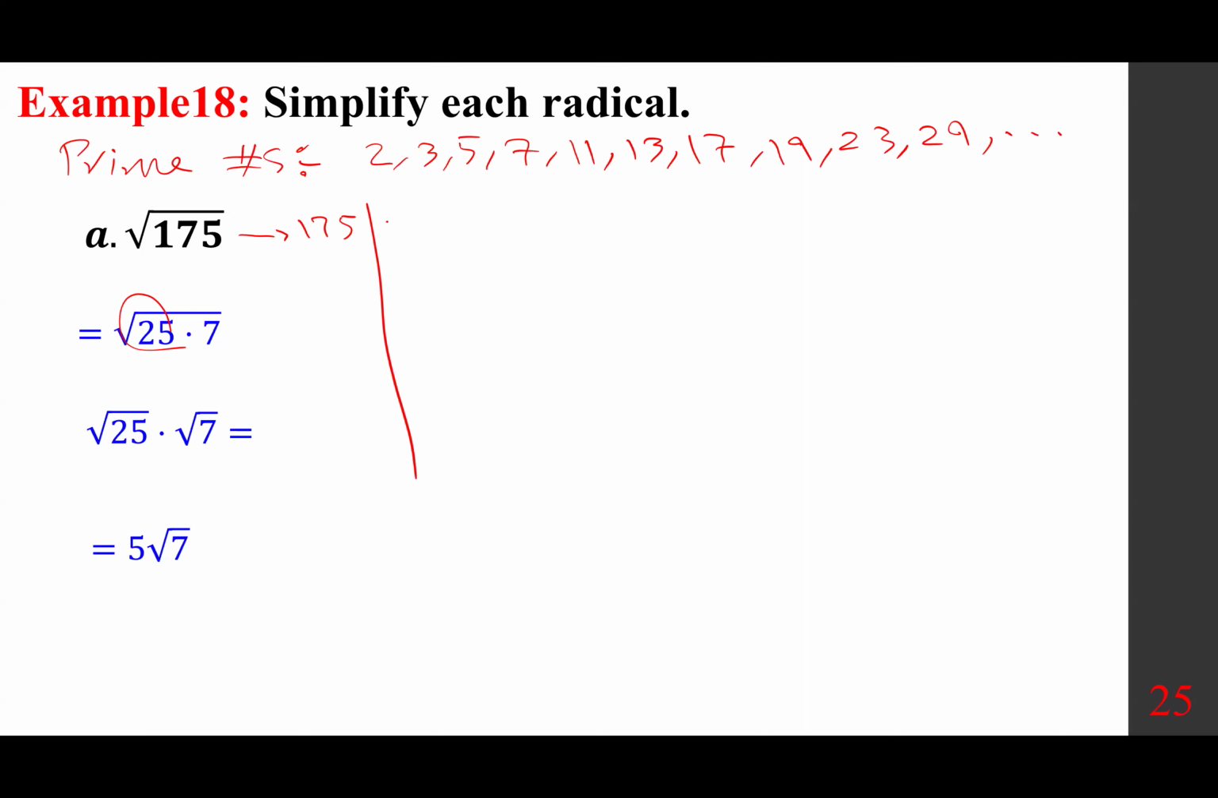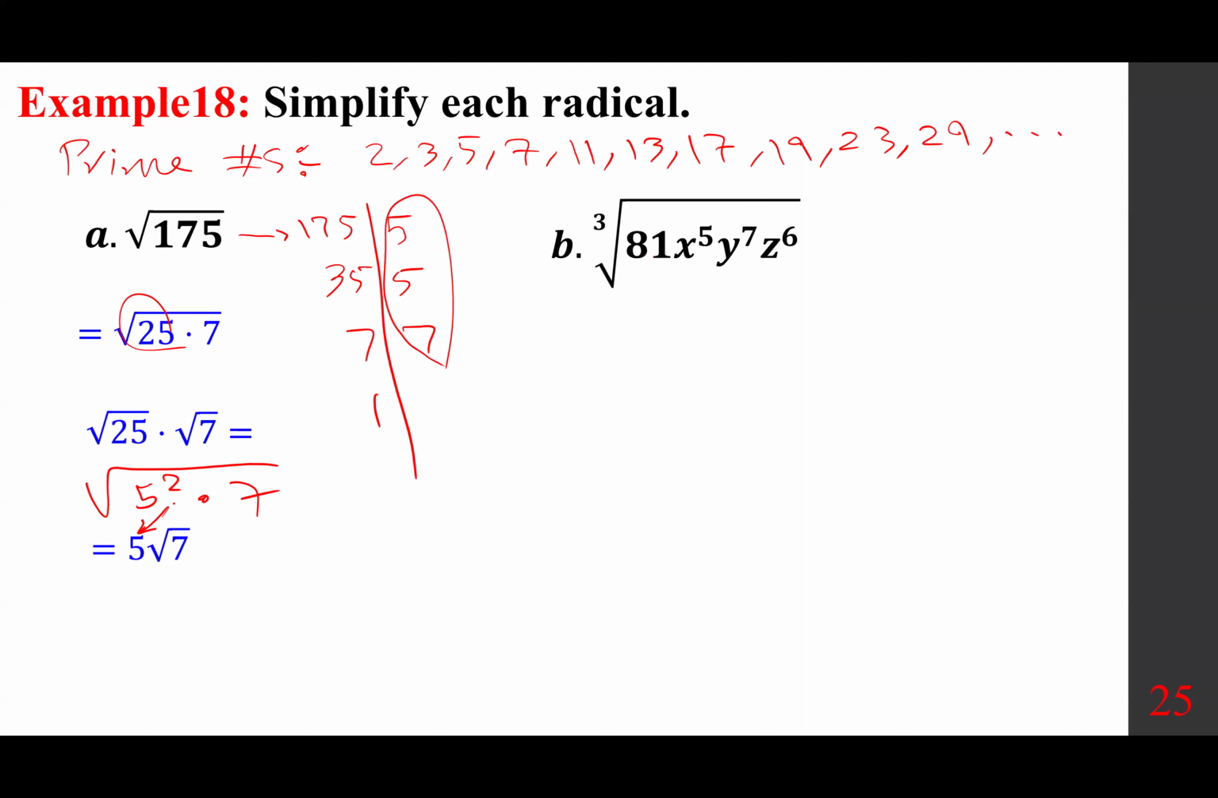So the next one would be 5. When we divide, we get 35. 5, we get 7. 7 gives us 1. So we can say it's 5 squared times 7. 5 squared comes out. So prime factoring can help, but this is another way of doing it. I want to show you how they do that, and I want to show you an easy way out for a question like this.